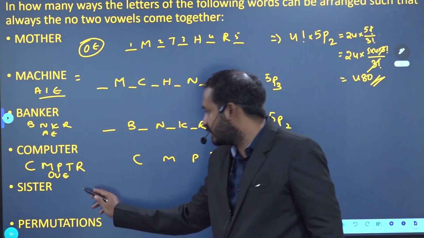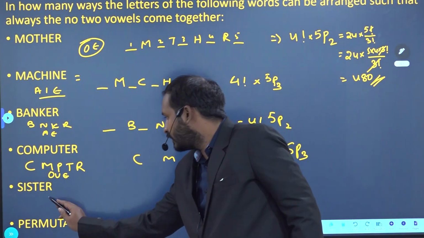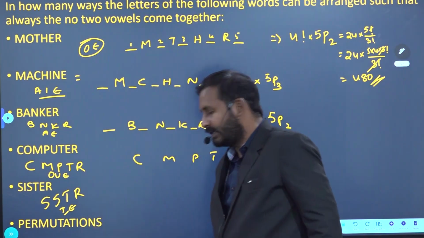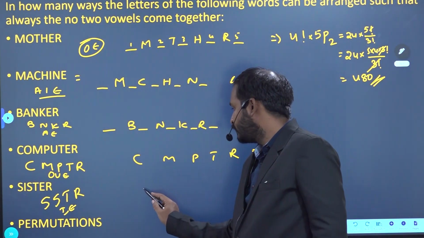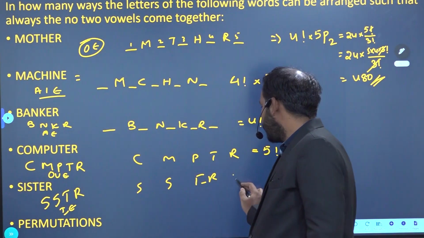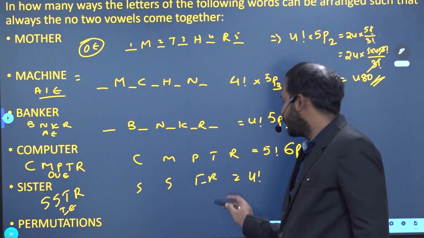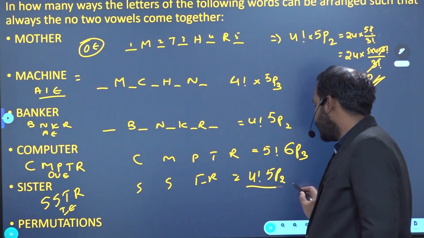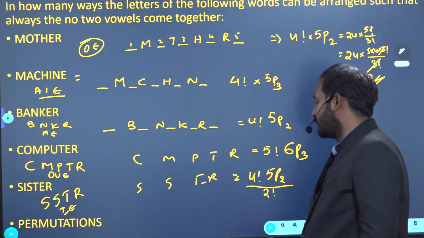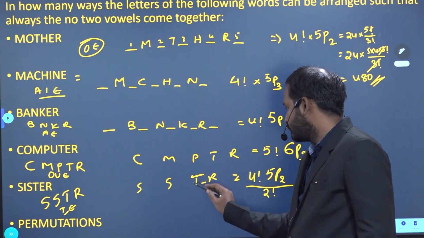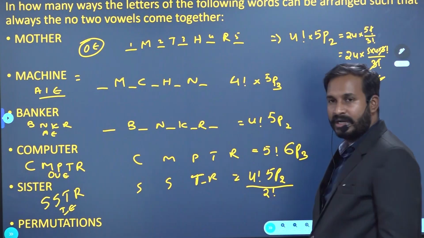Now come to SISTER. First of all, S, S, T, R and I and E. So as usual, S, S, T, R I need to arrange, and 4 letters, so 4 factorial. How many gaps we will have? 5 gaps, so 5p2 by S was repeated 2 times, so 2 factorial. Whenever there is repetition, immediately we will have the denominator, students, as 2 factorial.